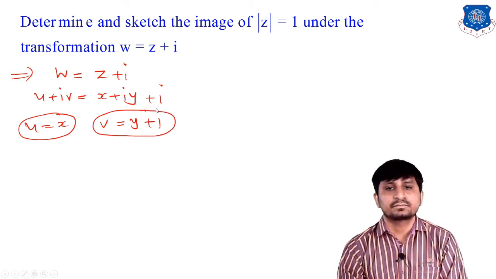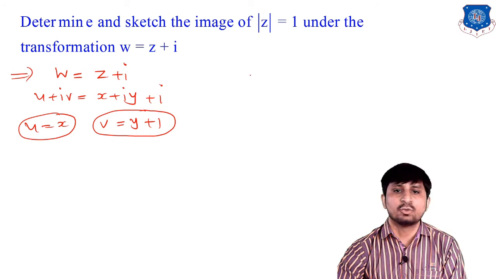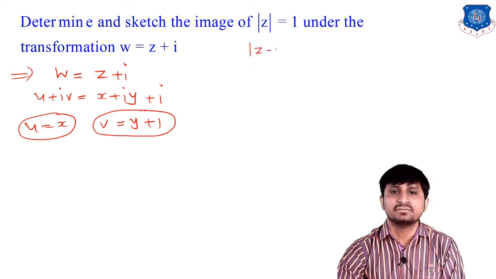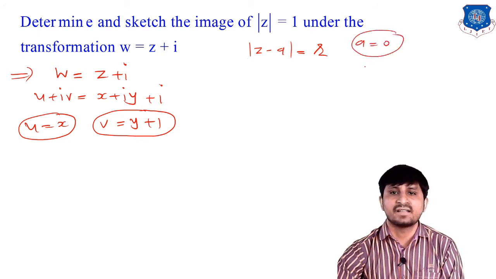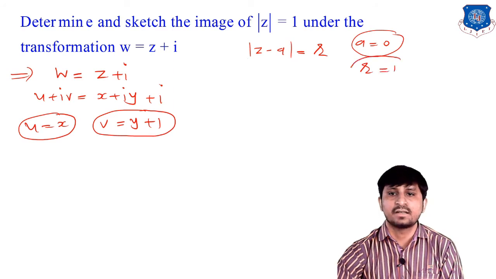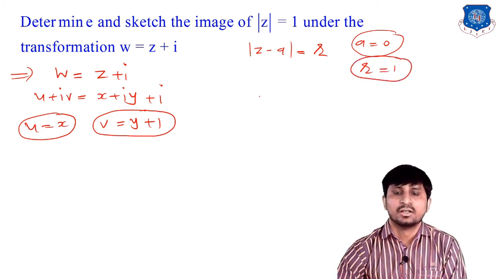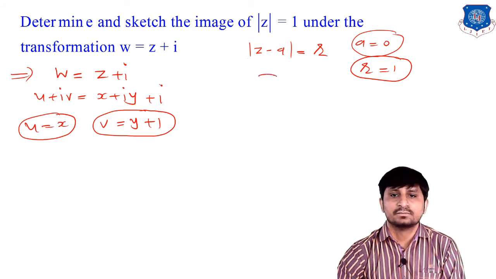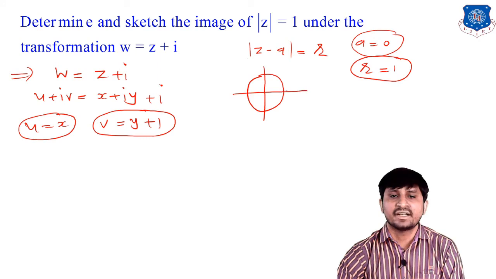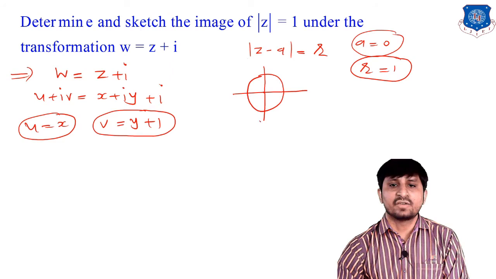And now mod z is equal to 1. So mod z equal to 1 means what? Compare with the equation mod z minus a equal to r. So a is equal to 0 and r is equal to 1. So mod z equal to 1 means 0 is the center with radius 1. So this is the figure for the z plane.